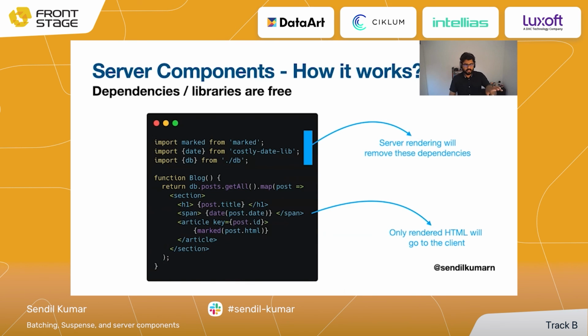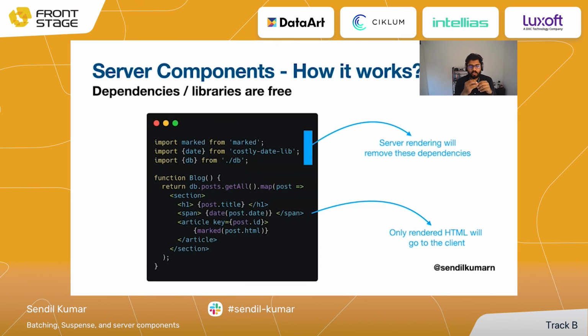One thing to add here is since I was talking about these dependencies, all the dependencies that you're going to see here have a cost attached to them, right? So marked is around 500 KB, and then the costly date library, since I mentioned, it is going to be 750 KB. And the database might be a very simple file that it goes and accesses, so let's not worry too much about the kilobytes over there.